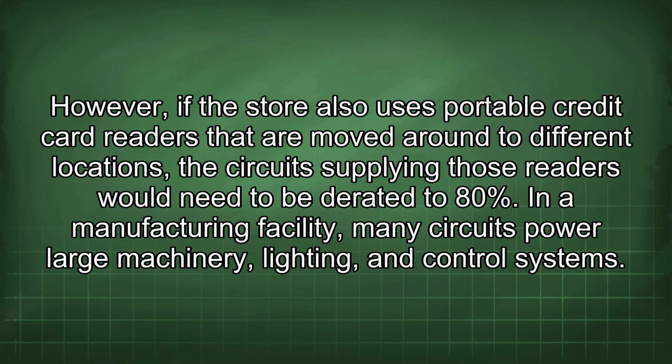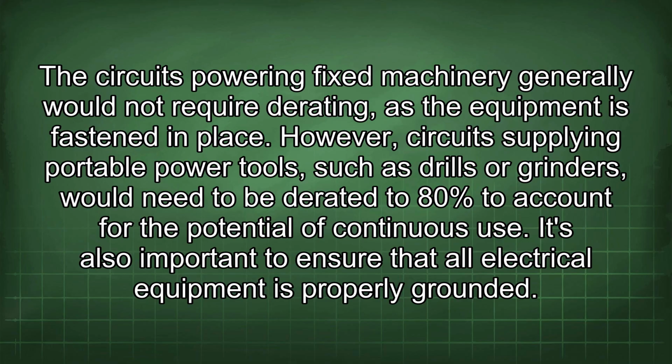In a manufacturing facility, many circuits power large machinery, lighting, and control systems. The circuits powering fixed machinery generally would not require derating, as the equipment is fastened in place. However, circuits supplying portable power tools, such as drills or grinders, would need to be derated to 80% to account for the potential of continuous use.